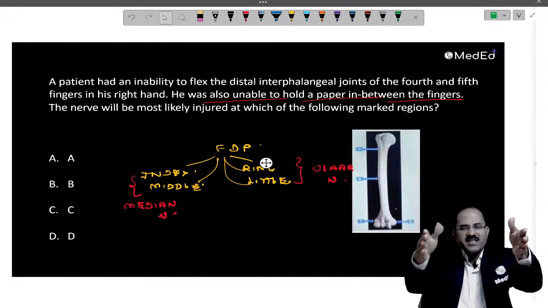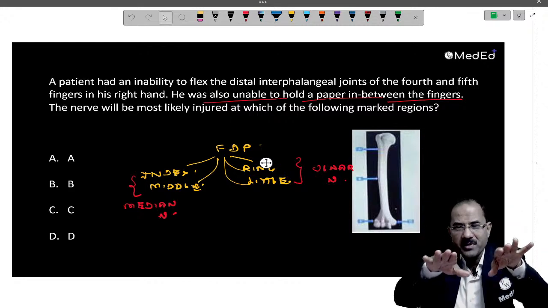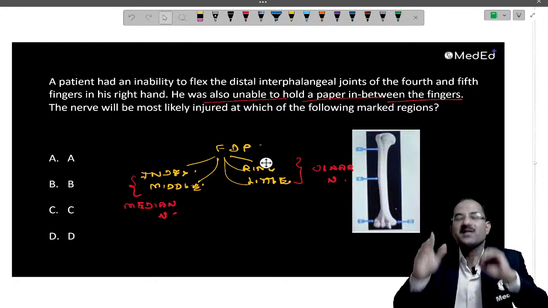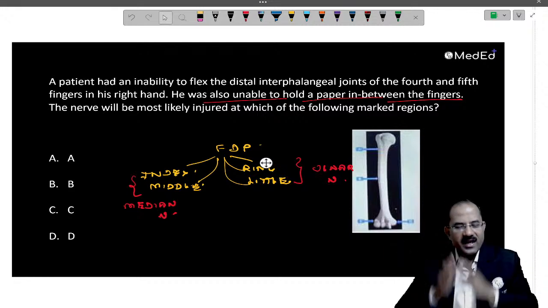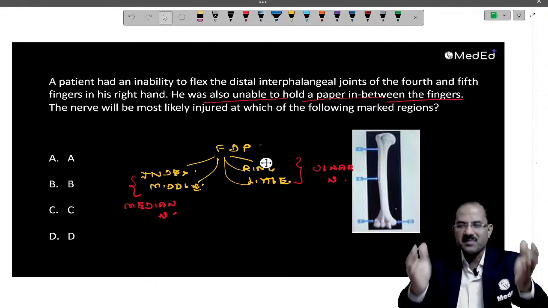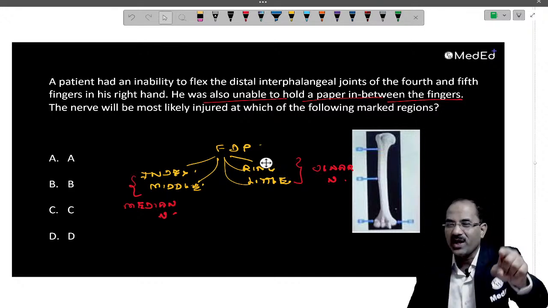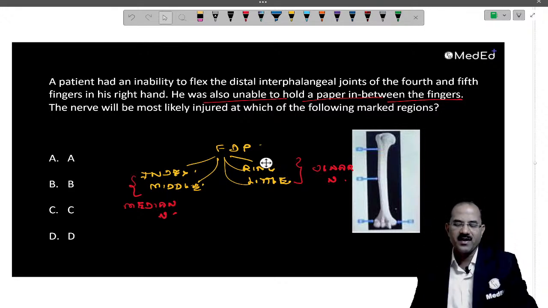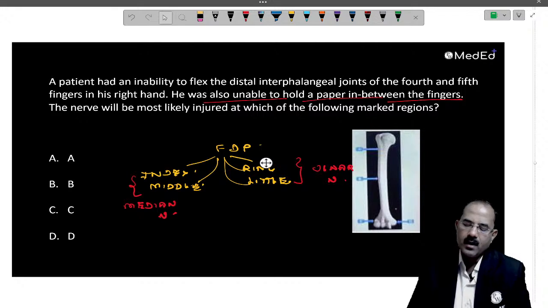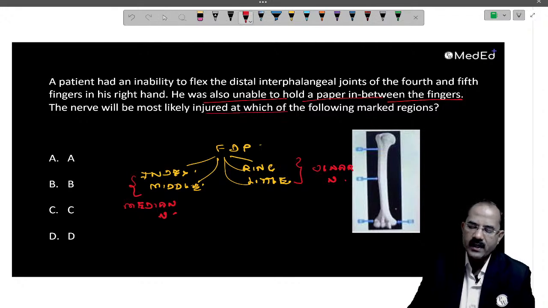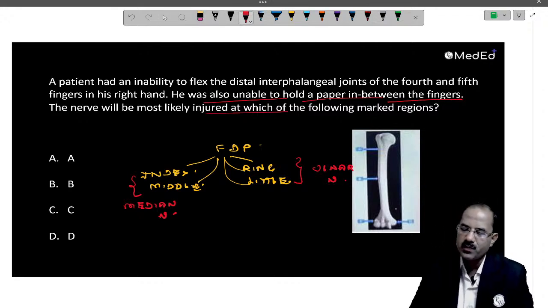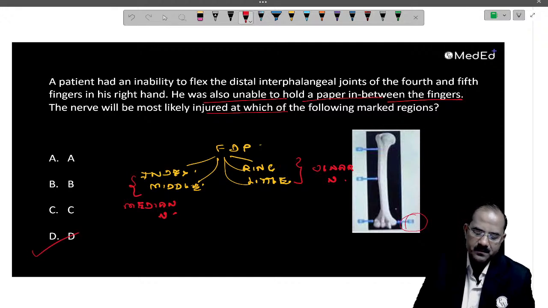Which muscles are we testing? If we hold papers between the fingers, which muscle are we testing? The palmar interossei. And the palmar and the dorsal interossei are supplied by which nerve? Ulnar nerve. So, which is the nerve involved here? Ulnar nerve, right? So the nerve would be most likely to be injured at which of the following regions? So where is the ulnar nerve commonly injured? Here. So this is D.